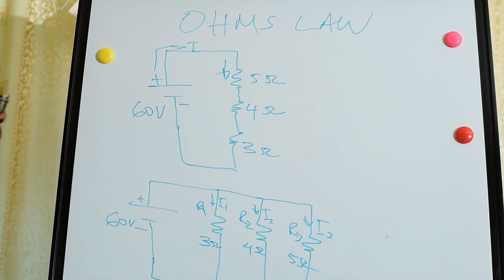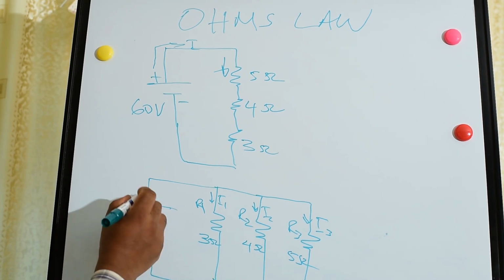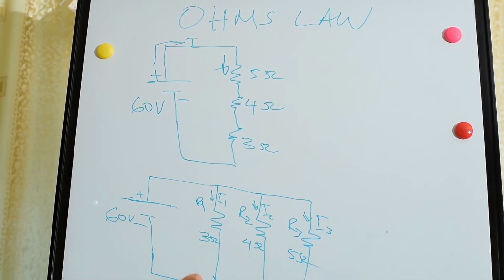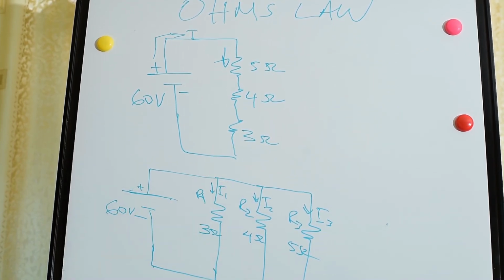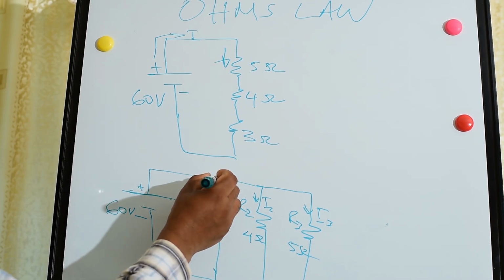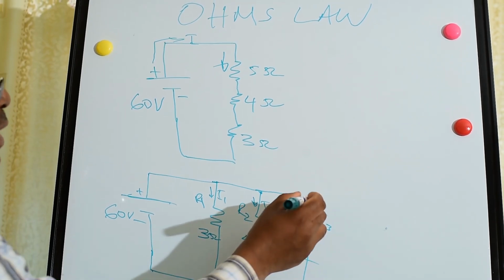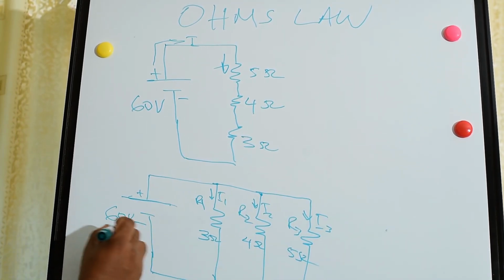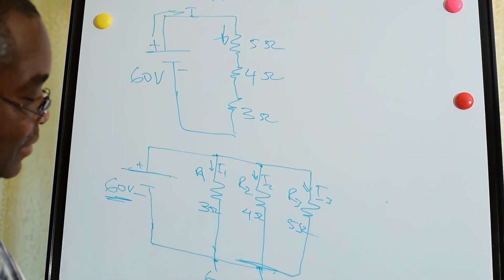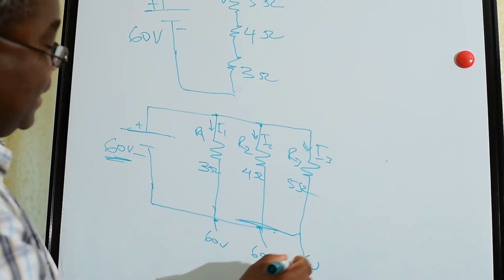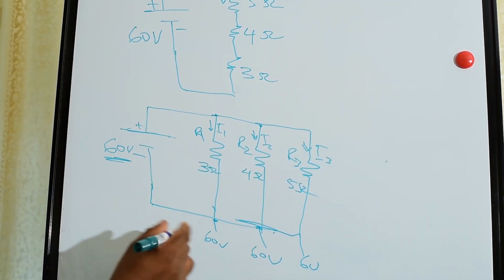In a parallel circuit, the voltage will be the same. This is 60 volts. When you take a voltmeter, you will find 60 volts here also, here also, and here also. In a parallel circuit, the voltage is constant. So, back to Ohm's law.